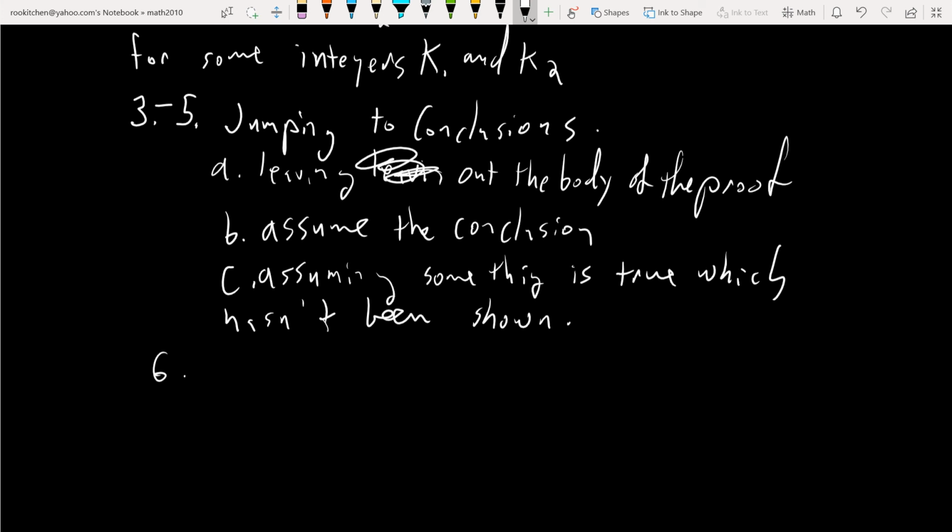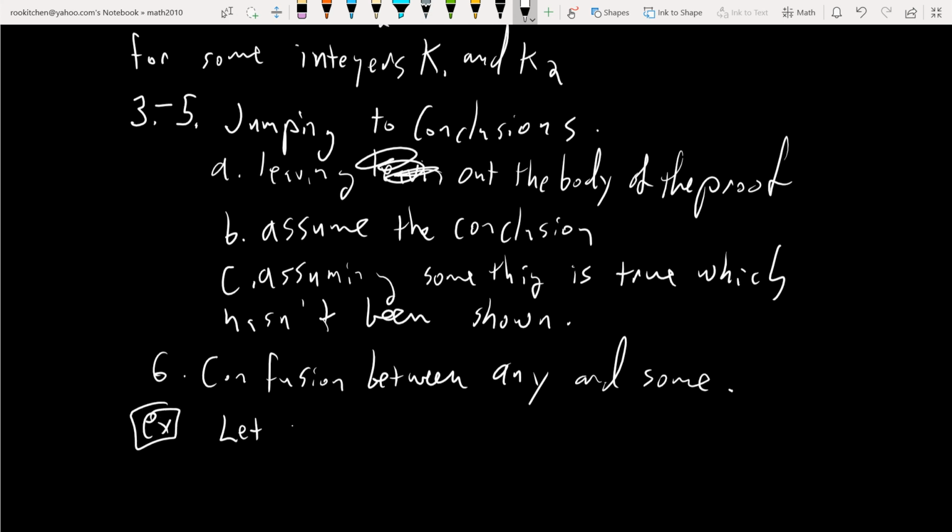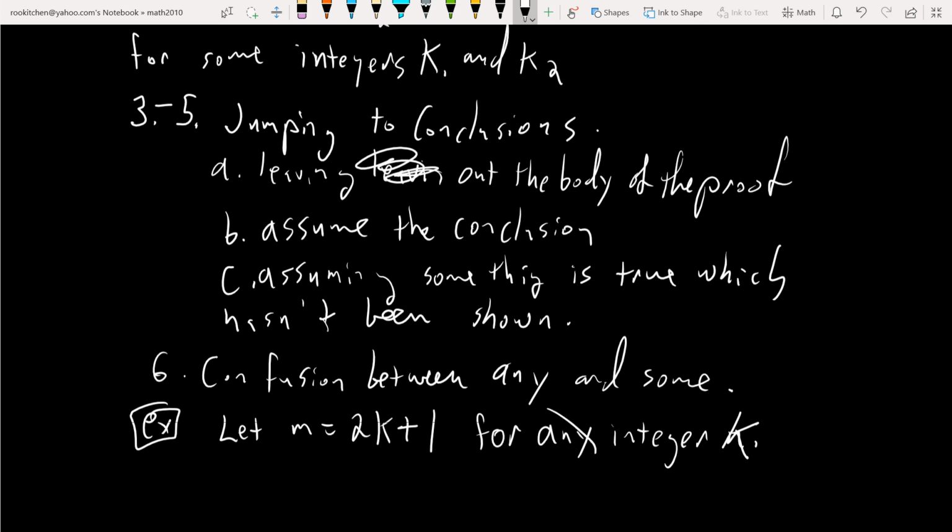So six, confusion between any and some. Between the word any and some. And the book gives a pretty good example. Suppose m is an odd integer, and then by definition, we let m equal 2k plus 1 for some integer k. So imagine some student writes for any integer k. Well, that won't work. There's no way to have a number like 5 and say that equals 2k plus 1 for any integer k, right? We really mean for some integer k.